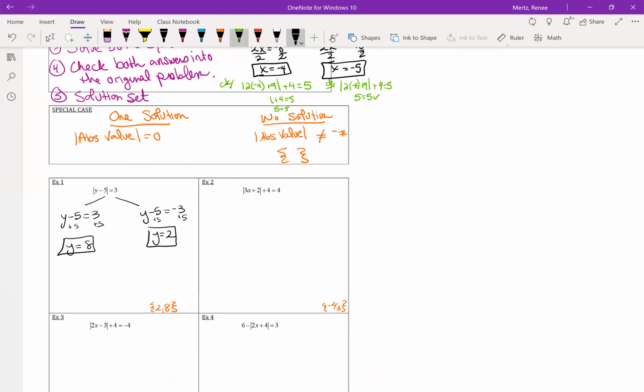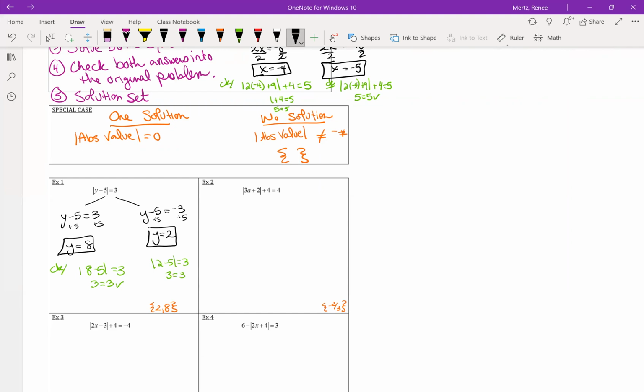Quick check. So the absolute value of a negative 3 is 3.